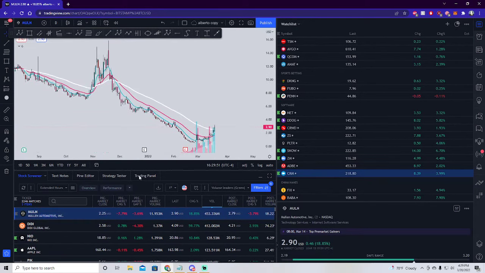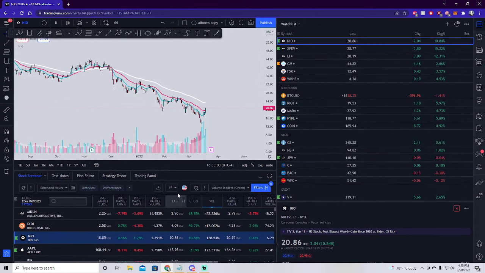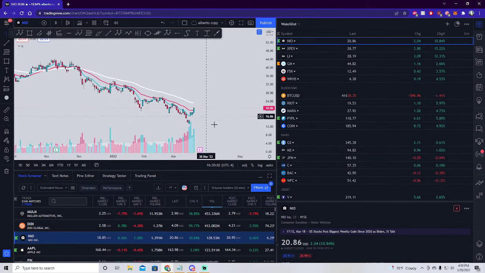So for example, MULN. This isn't a name that I would usually trade, right? I don't really like to trade or get involved with small caps. Something like Neo that's a little bit more liquid, huge volume. This is definitely one that I'm going to keep an eye on.